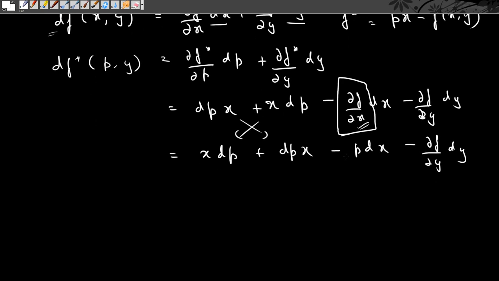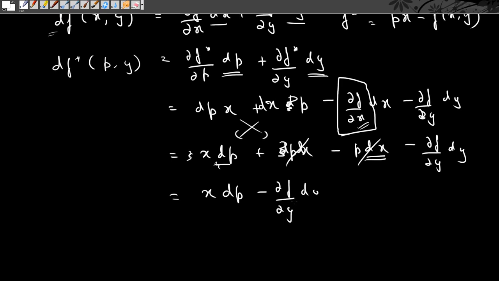Now, since this is dependent only on dp and dy, our terms depending on dx should cancel. Oh, where is that? Oh, I have written the same term here again. So this is dx times p. Okay, so this will be dx times p. So these both will get cancelled, and finally what will be left is x dp minus ∂f/∂y dy.